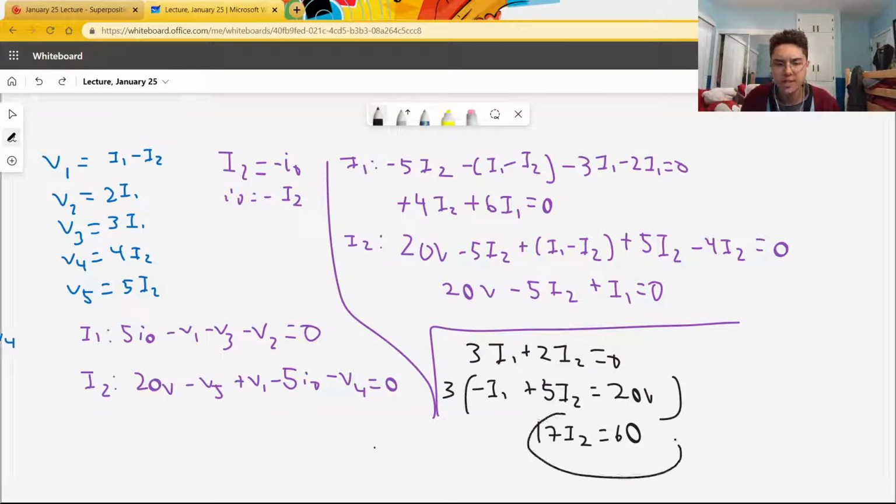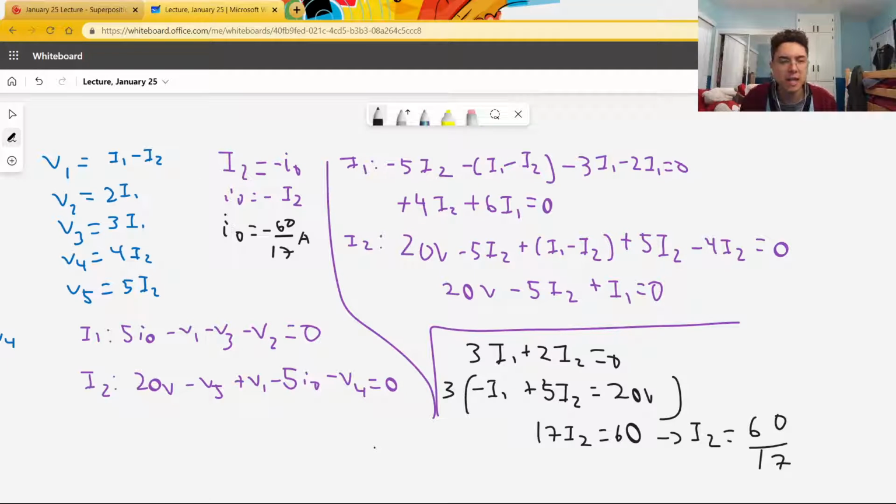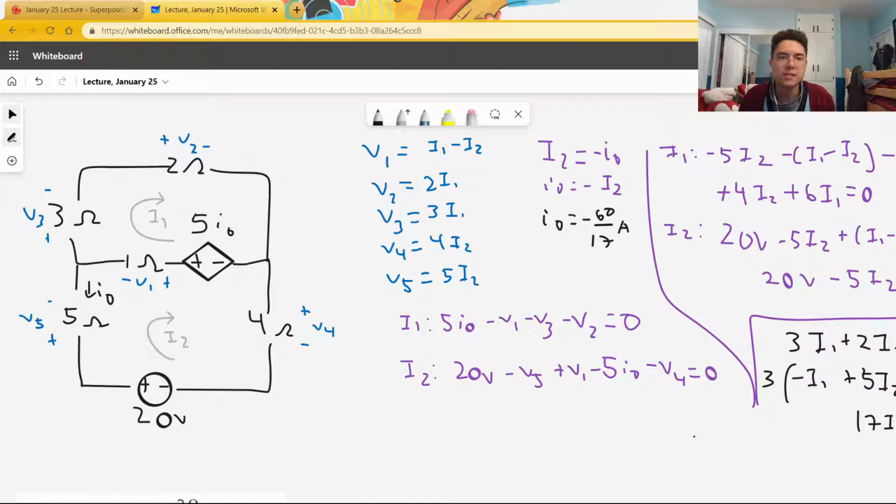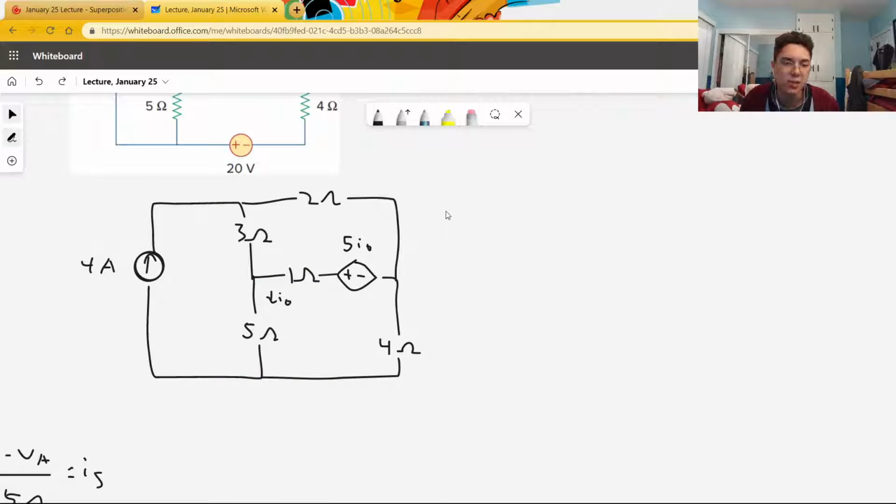We are then left with 17I2 equals 60, which says that I2 equals 60 over 17, which is really annoying, but at least it gives us I0. So we know that I0 equals negative 60 over 17 amps for this version of the circuit. This is not I0 for the total circuit. This is only part of I0. We will now proceed to analyze this version of the circuit.